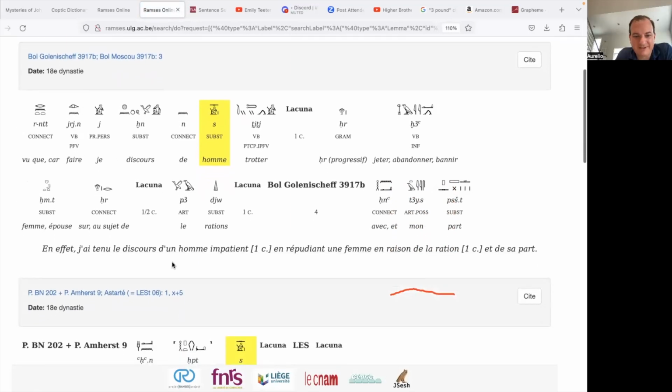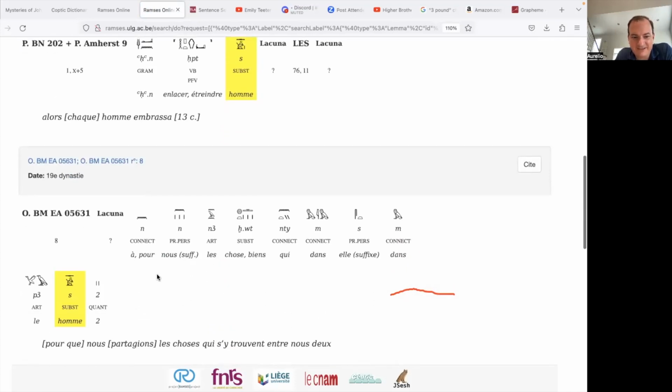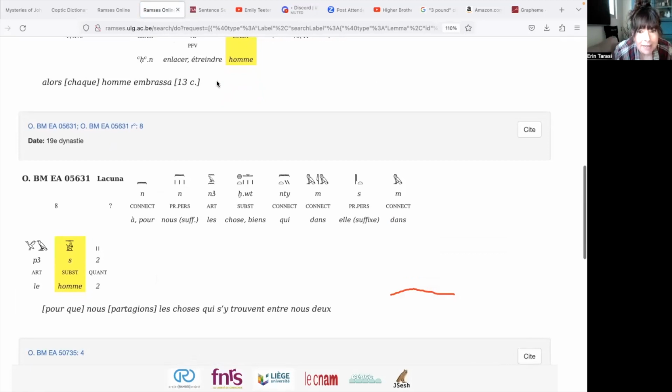Oh, there are a lot of them, obviously. Here we go, is that ours? No, this is not ours. Wow. There you go. Amongst the two of us. Choosing among the two, from the two men. That's a very different sense. But wait, how did they translate that? "Nous partageons les choses qui s'y trouvent entre nous deux." That can be found amongst, or that are amongst the two of us.